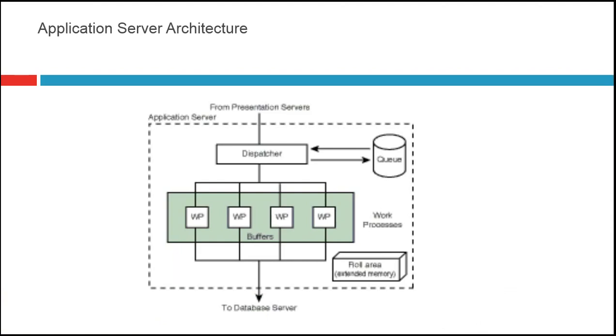So as we know, when your users are sending the request from the presentation server, all the requests pass through the application layer. Here in the application layer we can find a few components like dispatcher, queue, work process, buffers, and the roll area, and finally it comes to the database. For example, if 4 users are sending requests from the presentation server, the dispatcher will collect all those requests and keep them in the queue on a first in first out basis.